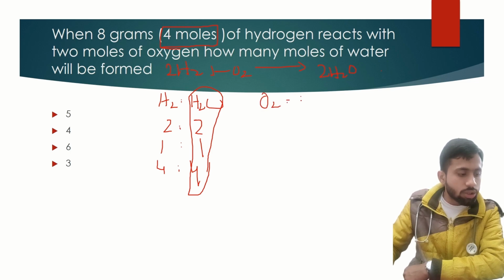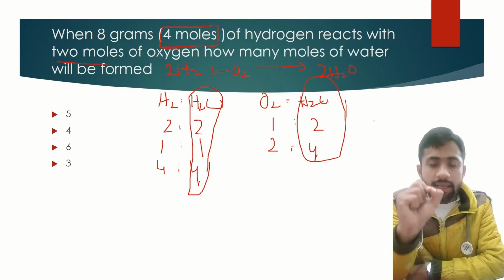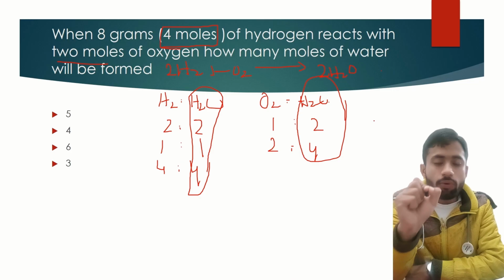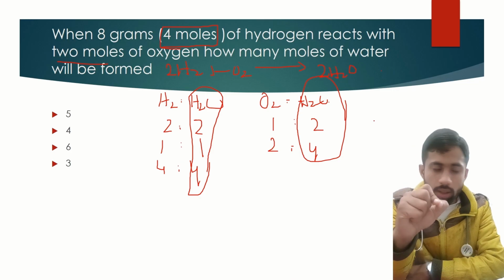Now let's take the ratio with respect to oxygen. 2 moles of oxygen are given. In the equation, 1 mole is forming 2 moles. So 2 moles of oxygen will be forming 4 moles of water. Basically, 4 moles of water are being formed by hydrogen or by oxygen.